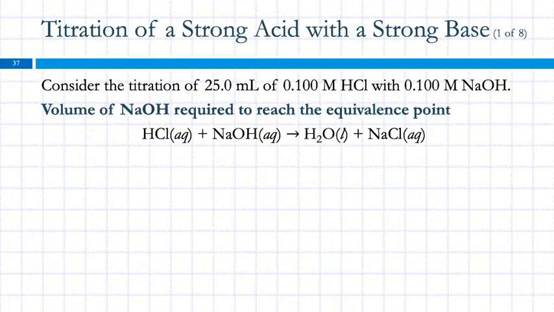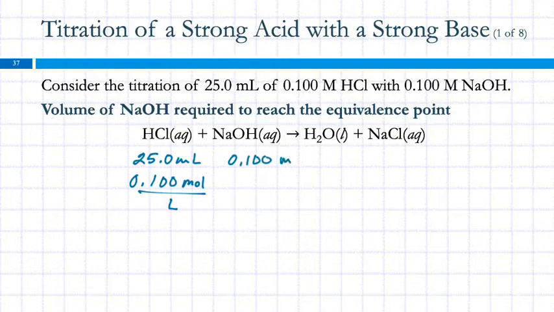Okay, so if we want to find the volume of sodium hydroxide needed to reach the equivalence point, we basically have a solution stoichiometry problem where we have 25 milliliters of this compound HCl, and the concentration is 0.100. The capital M means moles per liter. And the information about the sodium hydroxide is that its concentration is 0.100 moles per liter. And we're trying to find the volume here that is going to react perfectly with this amount of HCl.